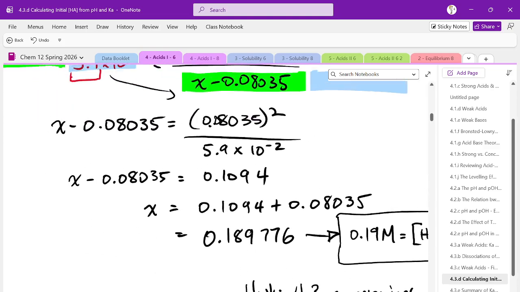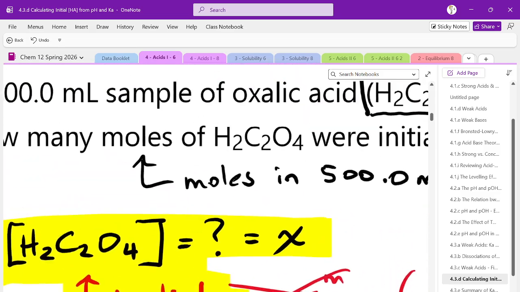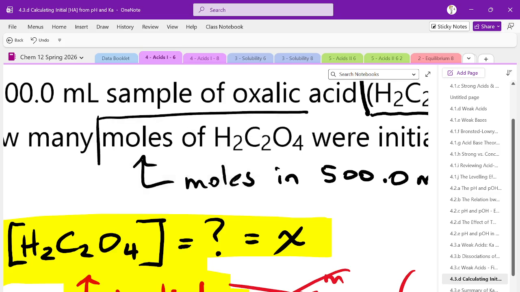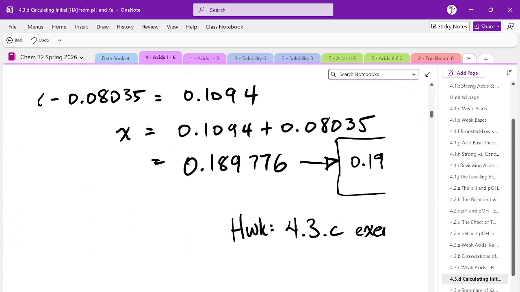Oh, it wasn't asking us for molarity, was it? It wasn't. Look at me not reading the question. Good for you. Oh, Bella, clever girl. Nice. We didn't want molarity. We wanted moles. Oh dear. Okay, so we're not done. Let's get rid of that box.